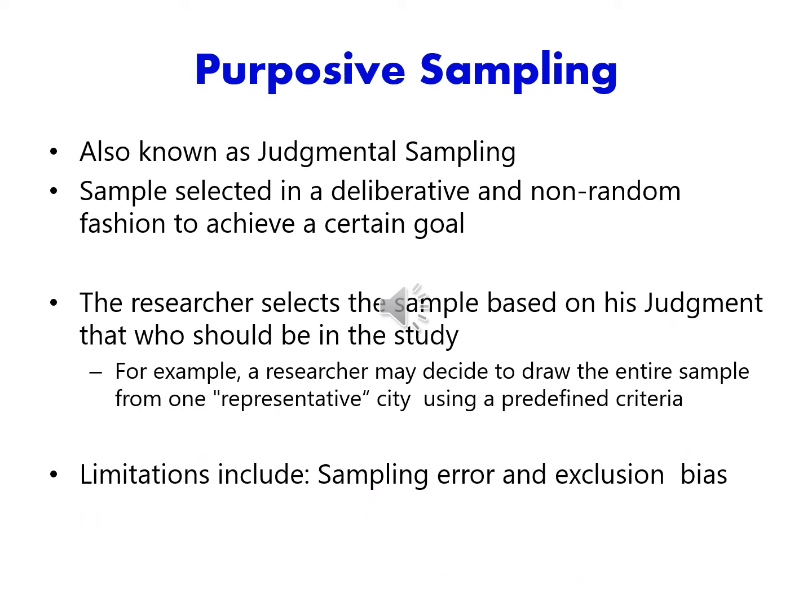The second type is purposive sampling. It is also known as judgmental sampling. In this, the sample is selected in a deliberate and non-random fashion to achieve a certain goal. The researcher purposefully decides who is the right person to provide the required information. The researcher selects the sample based on their judgment of who should be in the study. For example, a researcher may decide to draw the entire sample from one representative city using predefined criteria. So the researcher is the one person who decides who is the right person to take the information. Again, sampling error and exclusion bias are the major limitations of this.